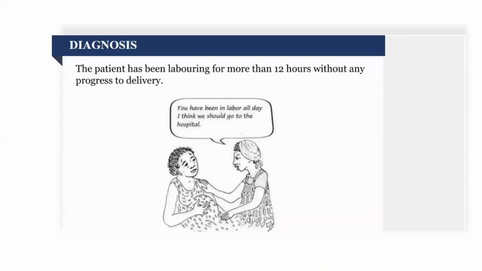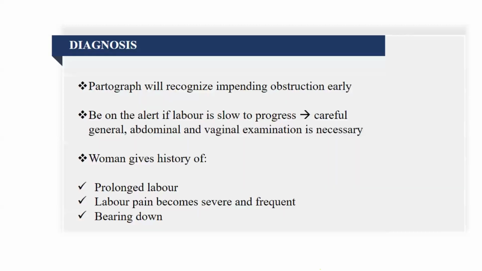So by way of diagnosis, it's important to note that the patient would have been in labor for a long time. So she has been laboring for more than 12 hours without any progress to delivery. So it is essential that it's picked up early, and the partograph plays an essential role in recognizing impending obstruction early. And then we have to be on alert if labor is slow to progress, and careful general, abdominal and vaginal examination is necessary. Typically, the woman gives a history of prolonged labor, like we've mentioned, and the pain keeps getting severe and becomes more frequent, and there's the urge to bear down.